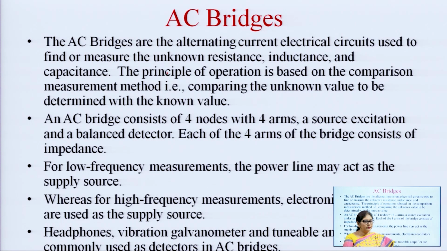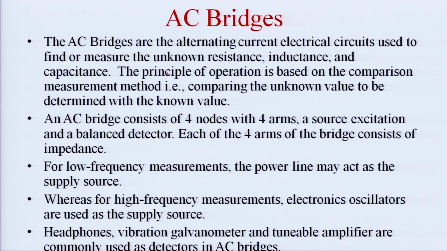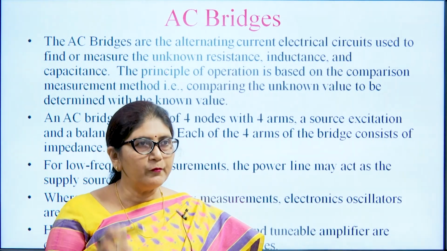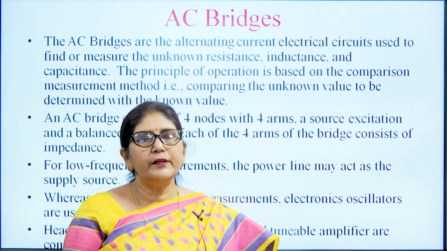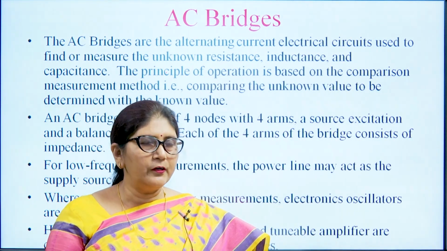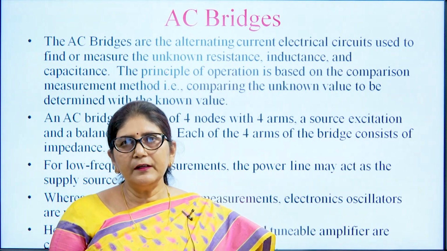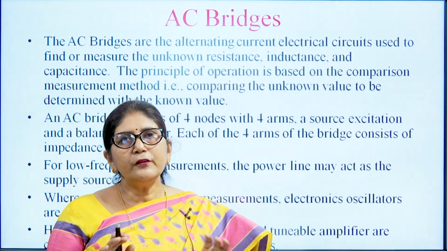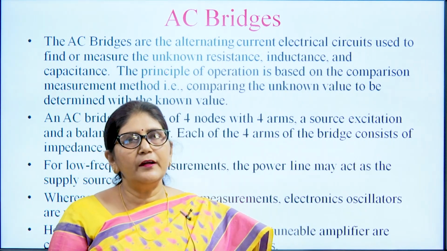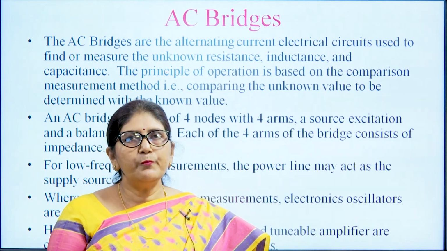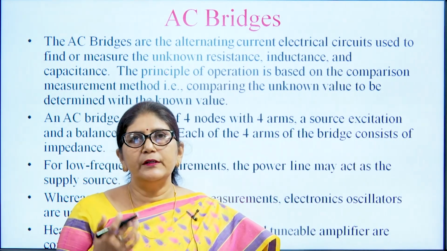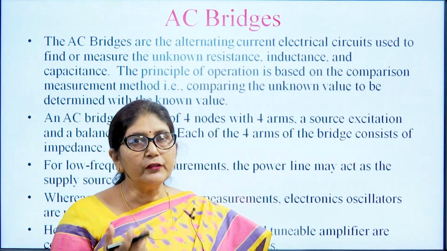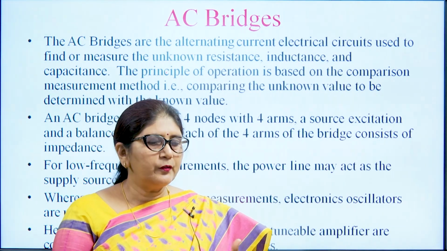Now, this is all about the DC bridge. In DC bridge we are using a DC source and a simple galvanometer. A simple galvanometer can detect whether there is a current through this terminal or not, so it can show whether the bridge is in balance condition or unbalanced condition. But in case of AC bridge, we are using an AC source, and for the AC source we need a different type of detector circuit. So, we can use a microphone or any other thing, such as a tunable amplifier, for the detector purpose.